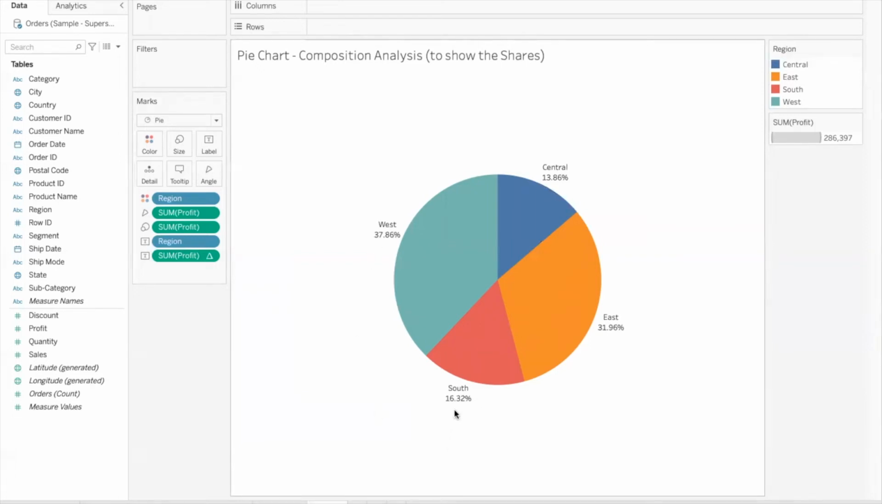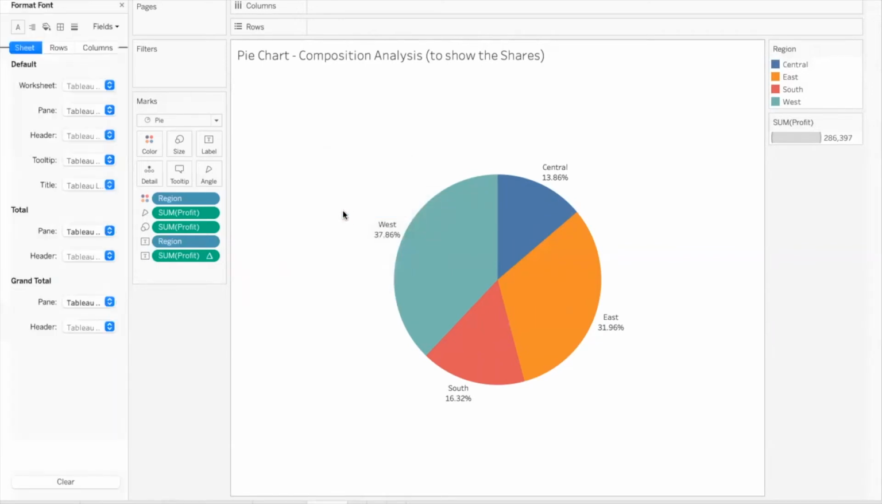South is about 16%. Okay, how to round off these decimals? I'm not interested in looking at the decimal places. I would like to round it off. So we can do such things by using the format option. So I'll go ahead, format. And percent of total sum of profit is what we are trying to format.